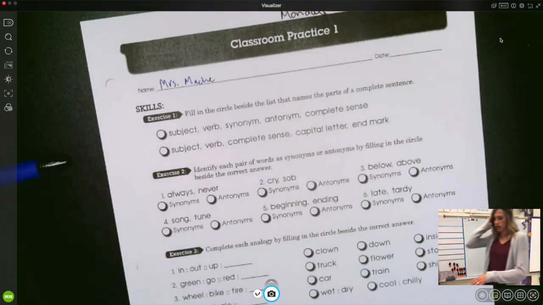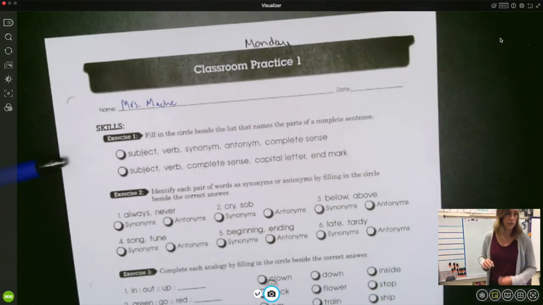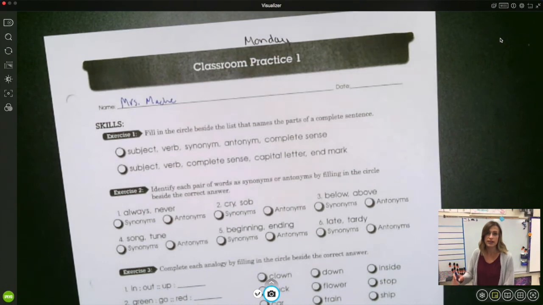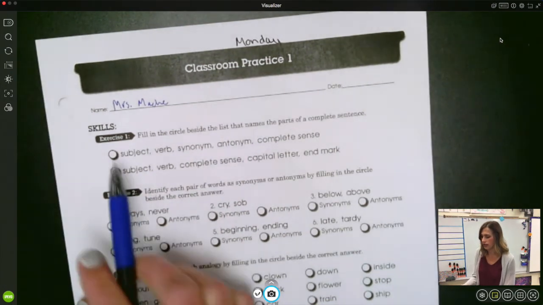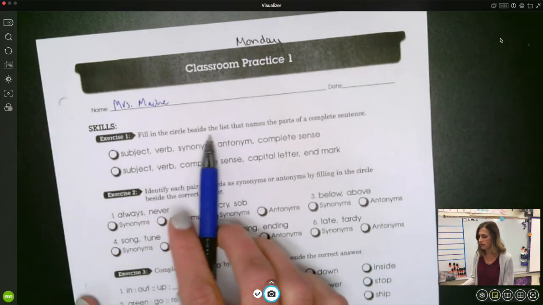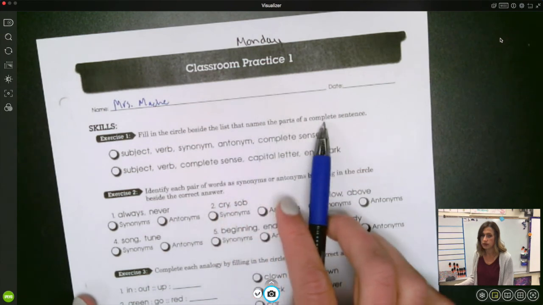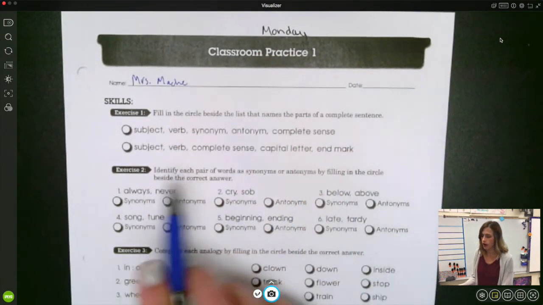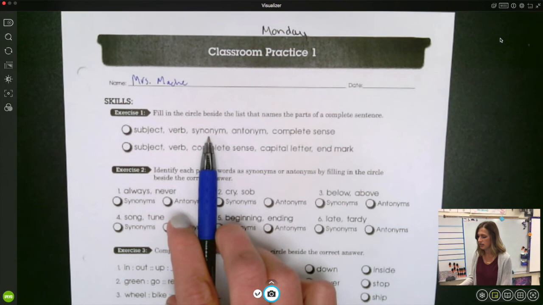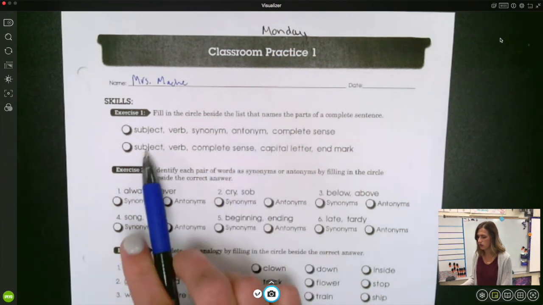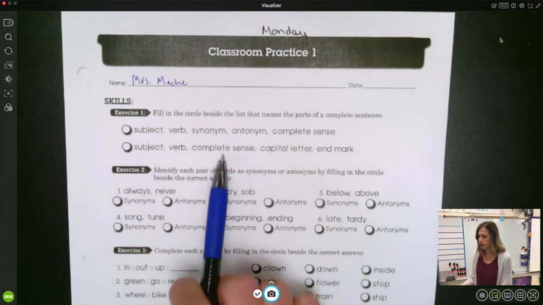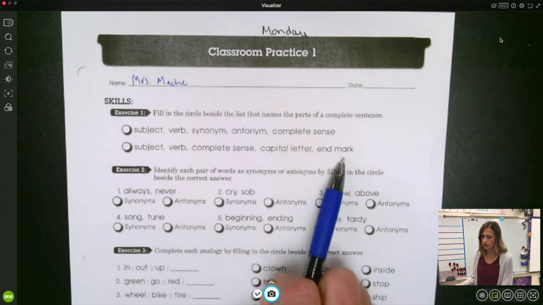When you listened to your jingle, you heard the 5 parts of a complete sentence. Those 5 parts of a complete sentence are what we need for our answer to our first question. It says, fill in the circle beside the list that names the parts of a complete sentence. So our options are subject, verb, synonym, antonym, complete sense, or subject, verb, complete sense, capital letter, end mark.